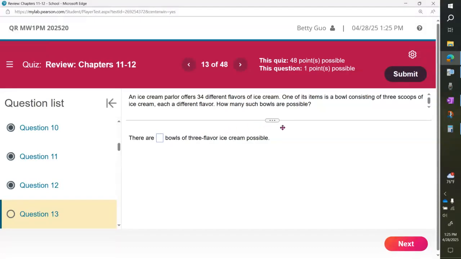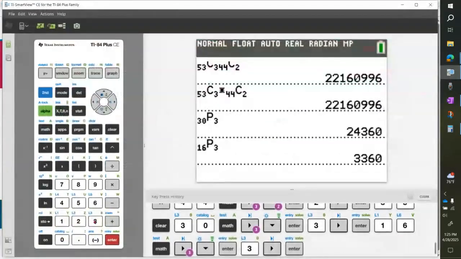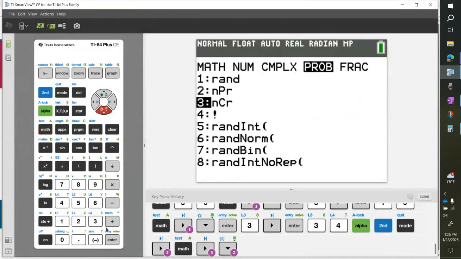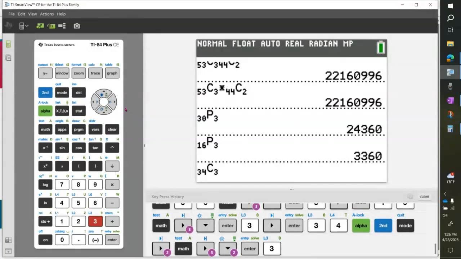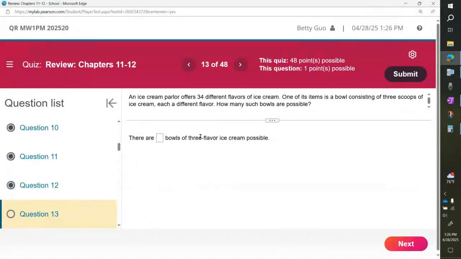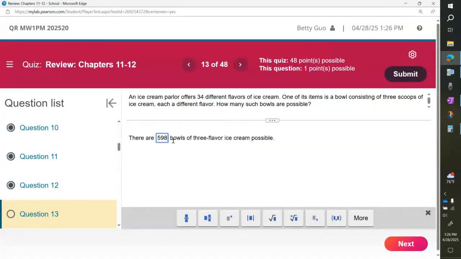Okay, so combination problem. Available flavors 34. Choose 3. So C 34 3. Sorry, do it again. C 34 3 is 5,984. Double check.